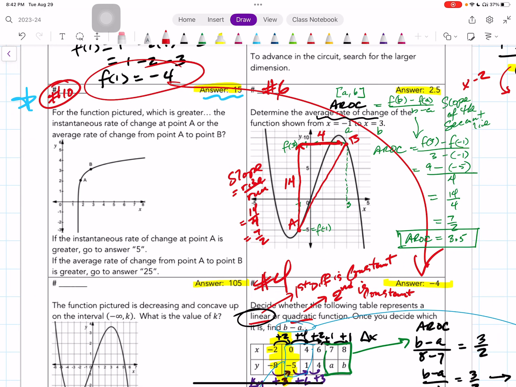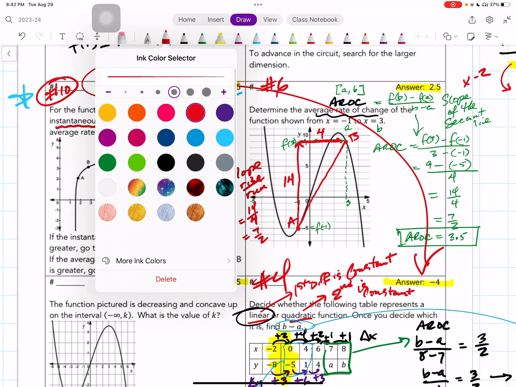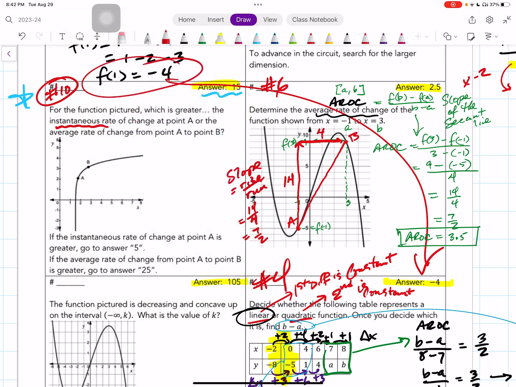So for a function pictured, which is greater, the instantaneous rate of change at A or the average rate of change from A to B? So what you need to know on this one here is a couple really important facts that we have learned throughout the last few lessons actually. All right, so the instantaneous rate of change at point A, what we want to do is draw the tangent line. Okay, so let's do that at A.